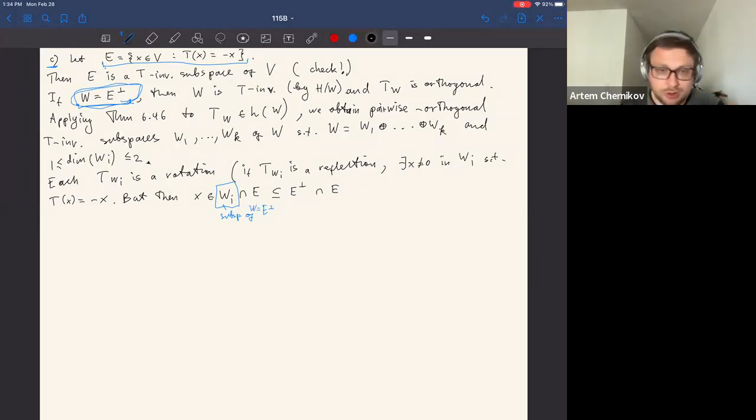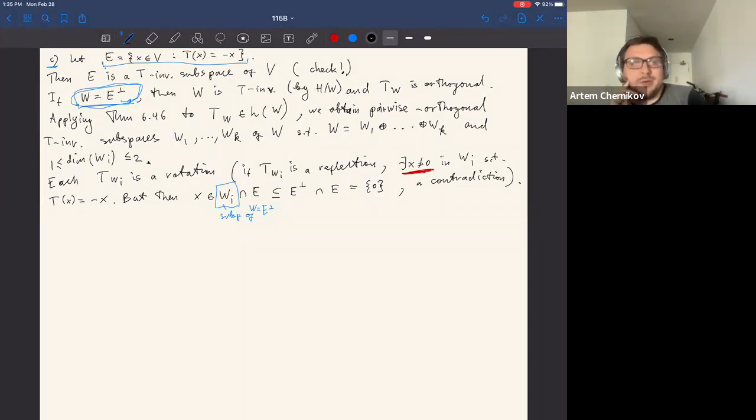So W equals E orthogonal complement. So we get that X belongs to E intersected with its orthogonal complement, but of course we know that this intersection is zero. For any subspace, if you take the intersection of the subspace with its orthogonal complement, you only get zero. So this shows that X has to be zero, but this is a contradiction because we assumed that X is a non-zero vector. We chose a non-zero vector. So a contradiction. This shows that indeed each of the TWIs is a rotation.